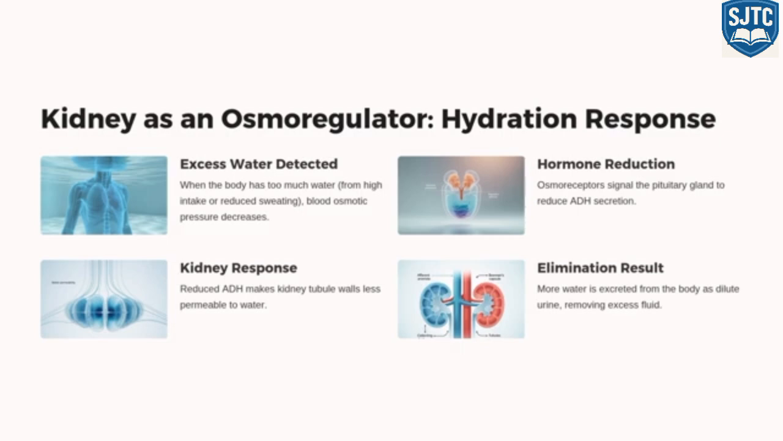Reduced ADH makes kidney tubule walls less permeable to water. Hormone reduction: osmoreceptors signal the pituitary gland to reduce ADH secretion. Elimination result: more water is excreted from the body as dilute urine, removing excess fluid.